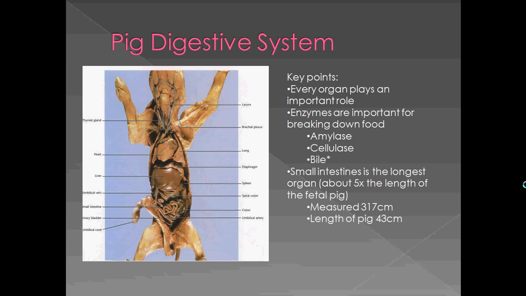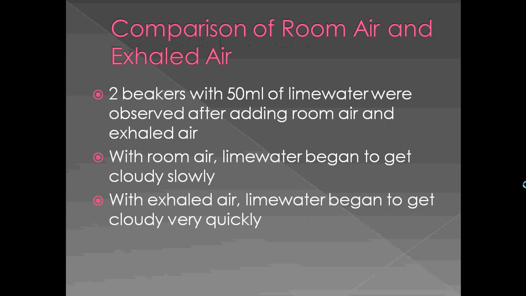One of the experiments that we did was to compare room air and exhaled air. In the room air and exhaled air, we used 2 beakers filled with 50 milliliters lime water to observe after adding room air from the pipette pump and exhaled air from a straw that we would blow into. With the room air, the lime water began to get cloudy slowly, while with the exhaled air, the lime water began to get cloudy quicker than the room air.